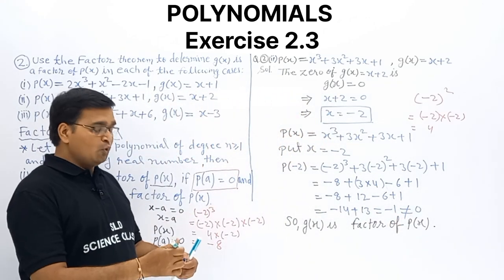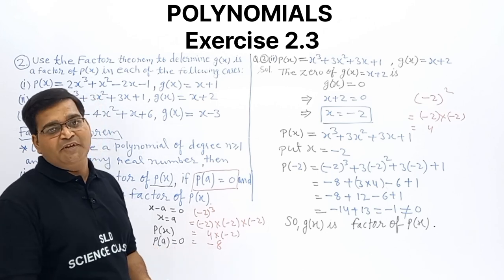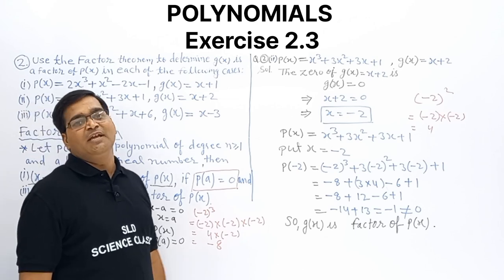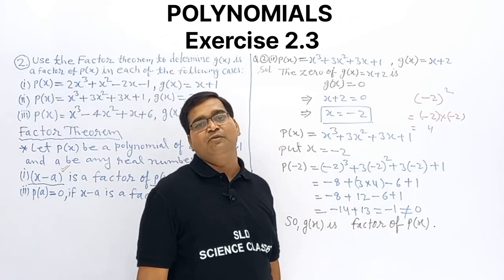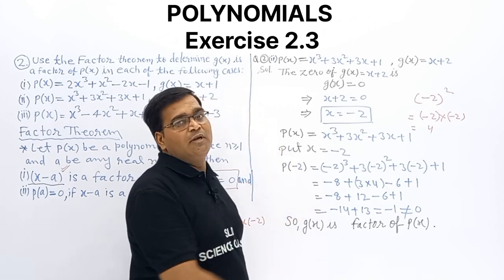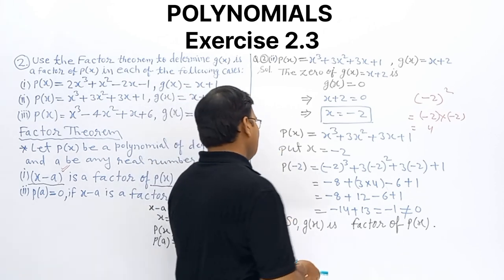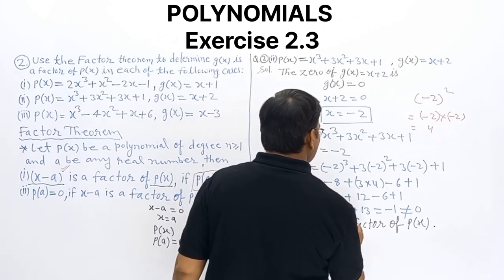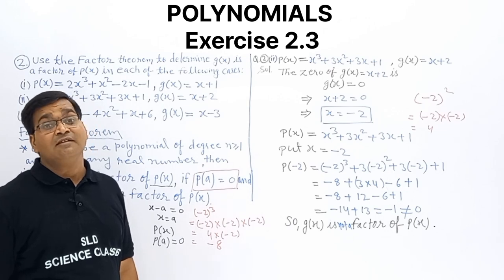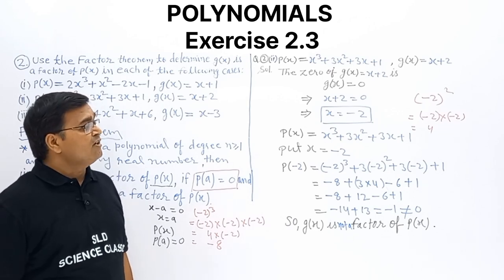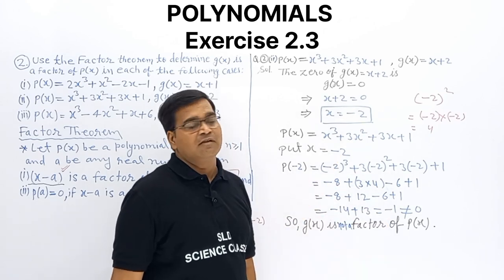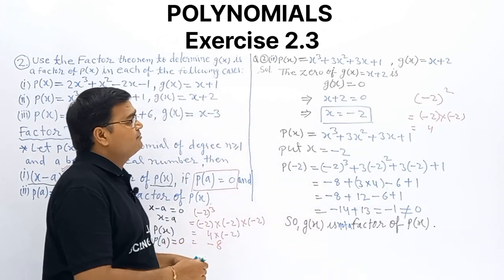So once we put the zero of the given factor, x equal to minus 2, in the polynomial, we are getting a non-zero value. It means this given factor is not a factor of the polynomial. Clear? So g of x is not a factor of p of x. For a factor, this result should be 0. Otherwise, not a factor.